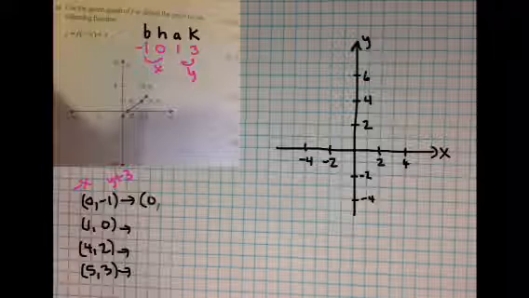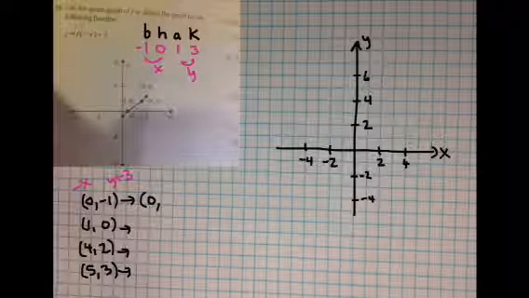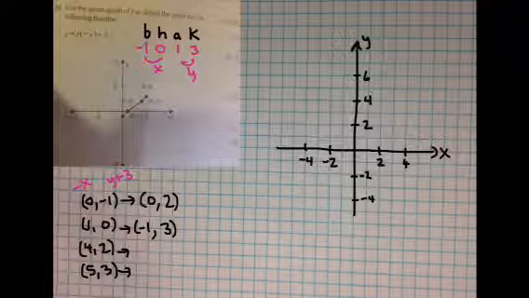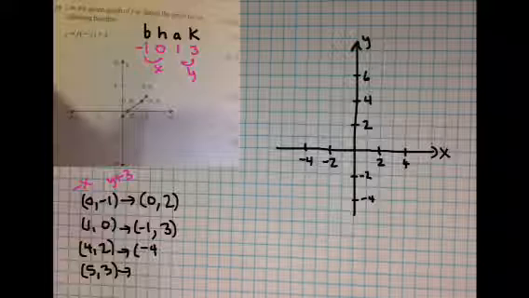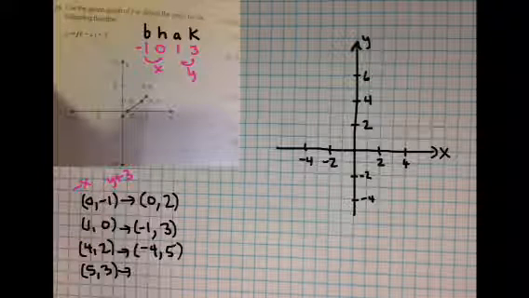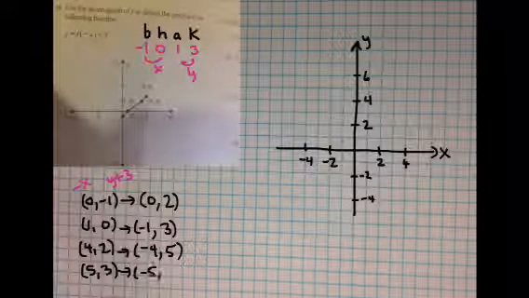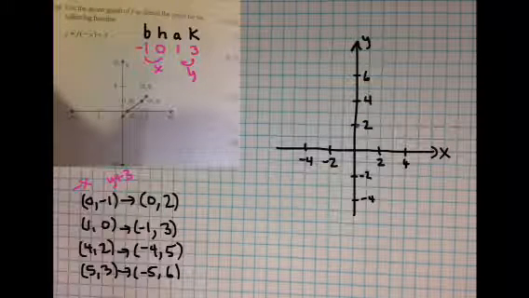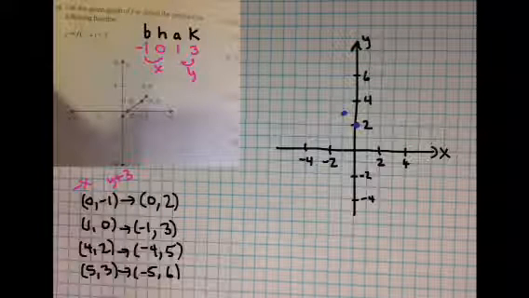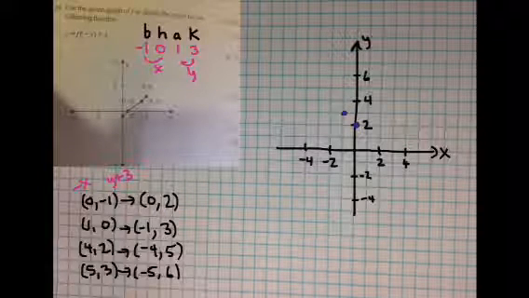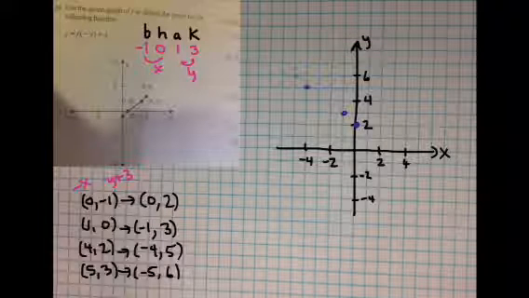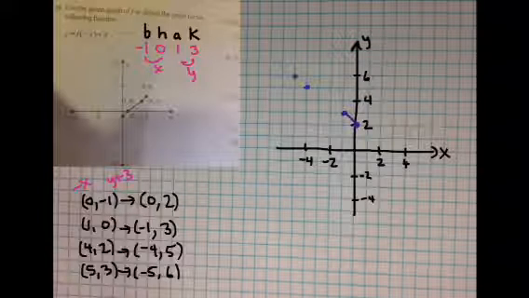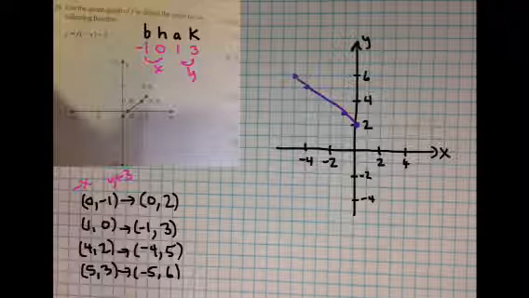We get 0 because 0 doesn't have a negative. Negative 1 plus 3 is 2. Then the 1 becomes negative 1, 0 plus 3. The 4 becomes negative 4, 2 plus 3. And the 5 becomes negative 5, 3 plus 3. Plot the points. 0, 2. Negative 1, 3. Negative 4, 5. And negative 5, 6. Connect. And there you have it.